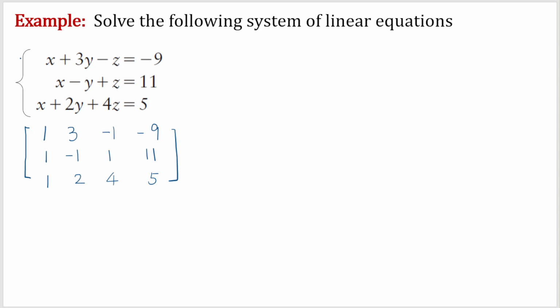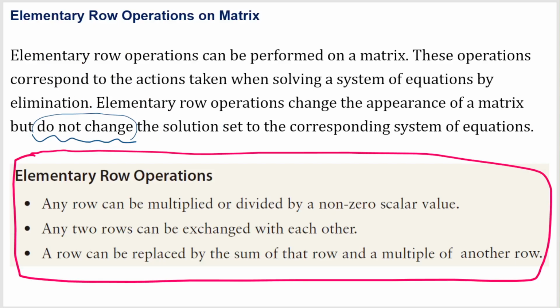Then remember, our target is to convert this matrix to a form like this: 1, 0, 0, some number; 0, 1, 0, some number; 0, 0, 1, some number, right? And the only way you can do the transformations is with these three operations. Any row can be multiplied or divided by a non-zero scalar value. Any two rows can be exchanged with each other. And a row can be replaced by the sum of that row and a multiple of another row.